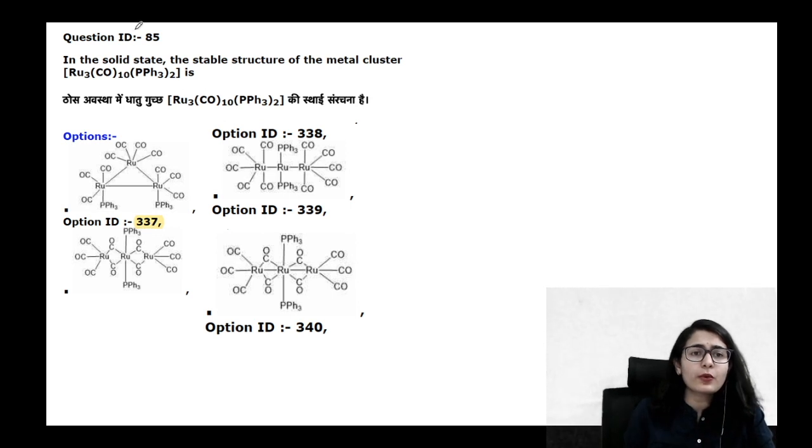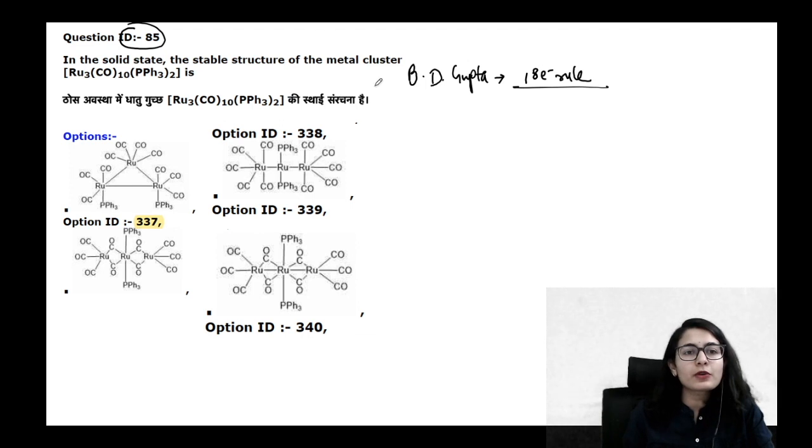Moving onward now, question ID 85. This question is directly taken from B.D. Gupta. You can just check it out, the 18 electron rule chapter. It is one of the first few chapters. From the back questions of the book, this question is taken. In the solid state, the stable structure of the metal cluster is.